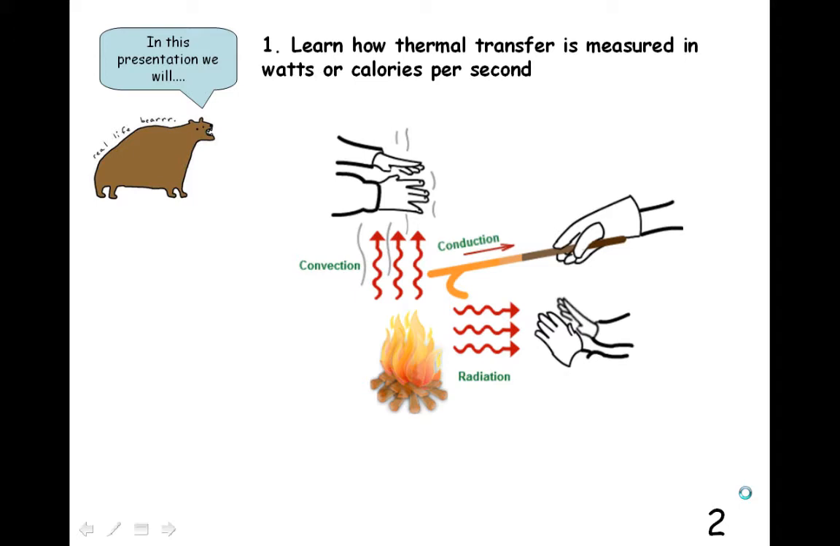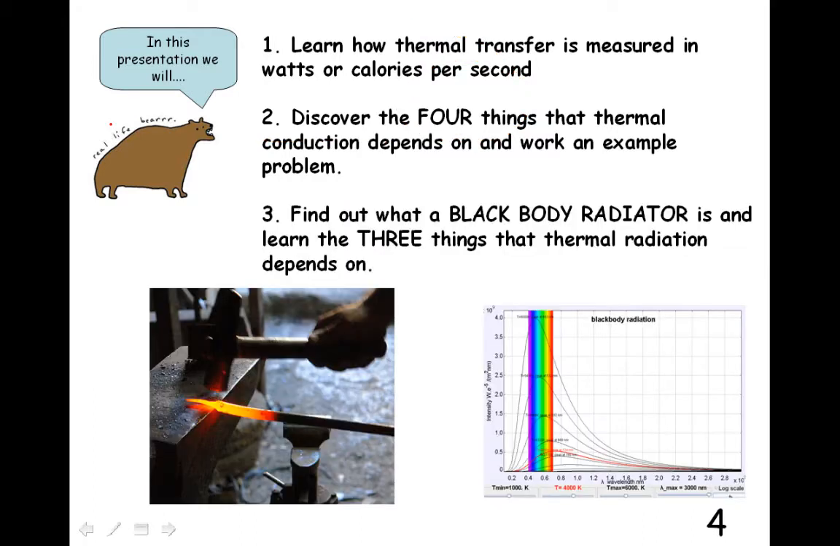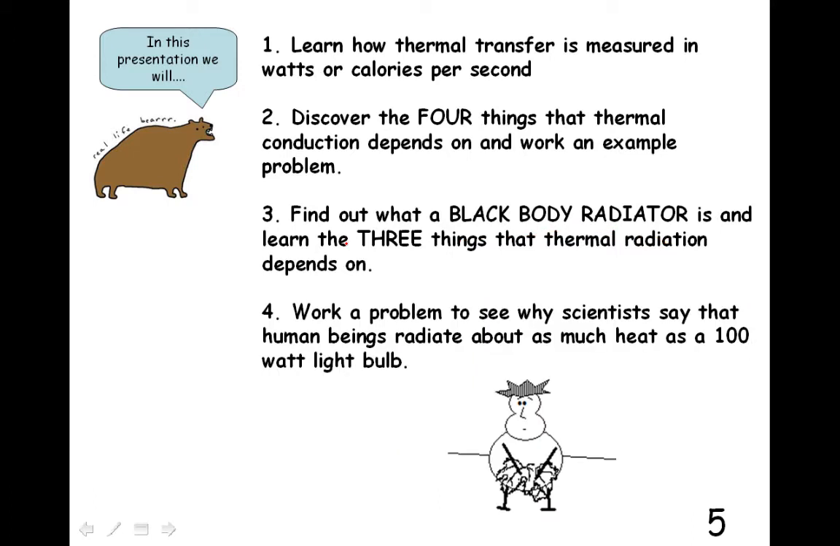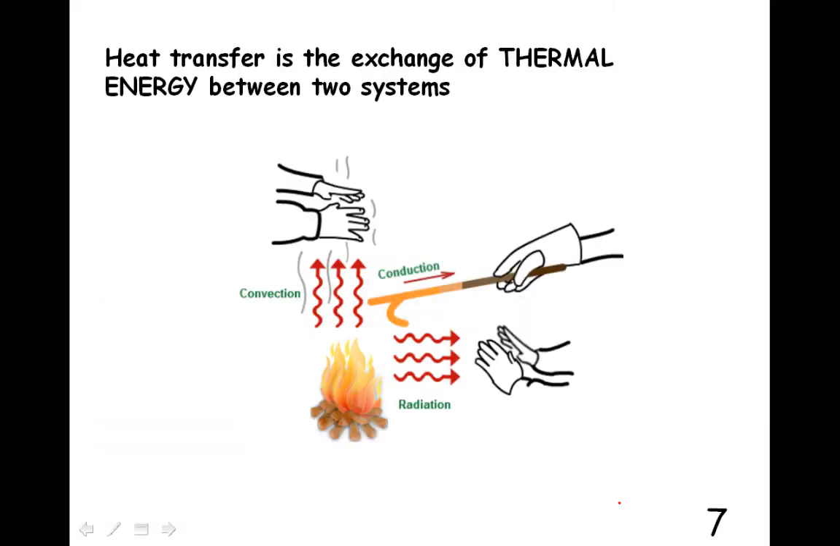First, we'll learn how thermal transfer is measured in either watts or calories per second. Then we'll discover the four things that thermal conduction depends on, and we'll work an example problem. We'll find out what a black body radiator is, and we'll learn the three things that thermal radiation depends on. We'll work a problem to see why scientists say that human beings radiate about as much heat as a 100-watt light bulb. And finally, we'll explore qualitative aspects of thermal transfer by convection.